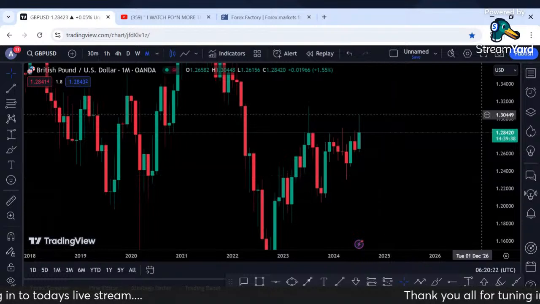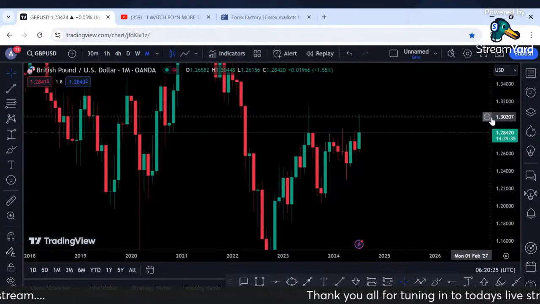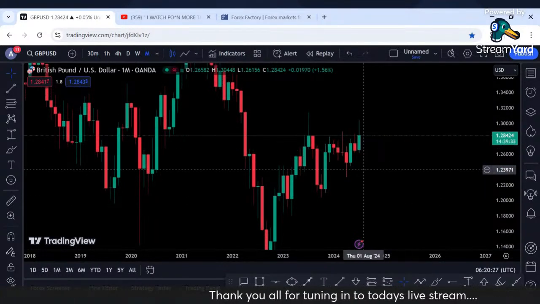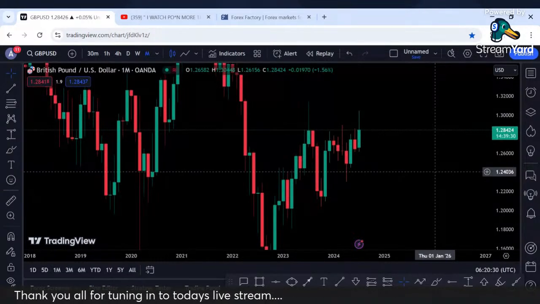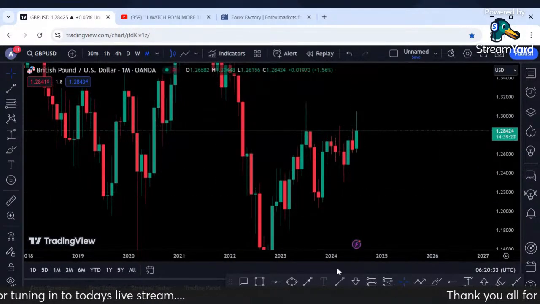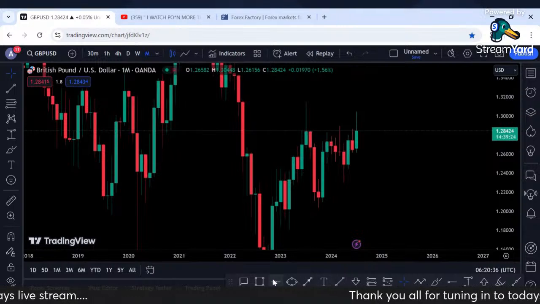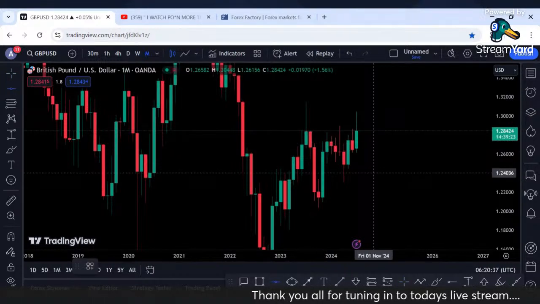So let's start. As we check the economic calendar, there's no high impact news today. On GBP USD, this is what you are expecting.